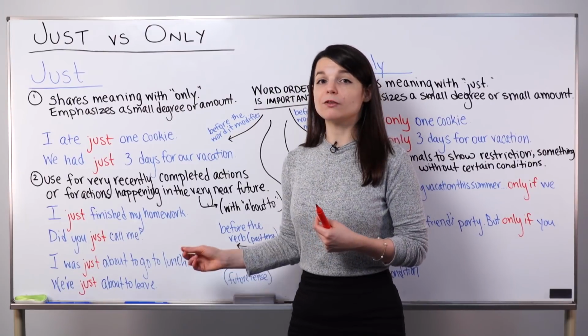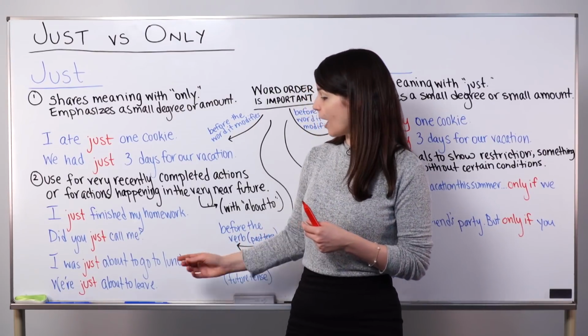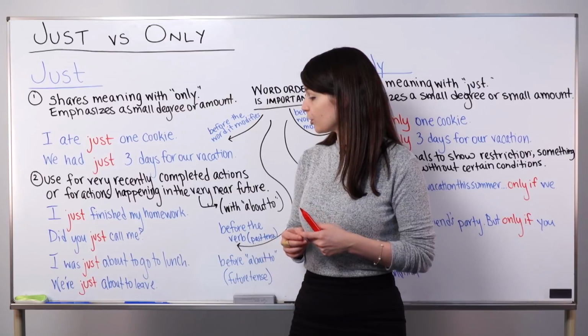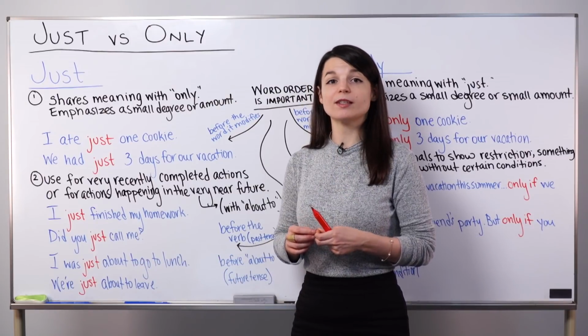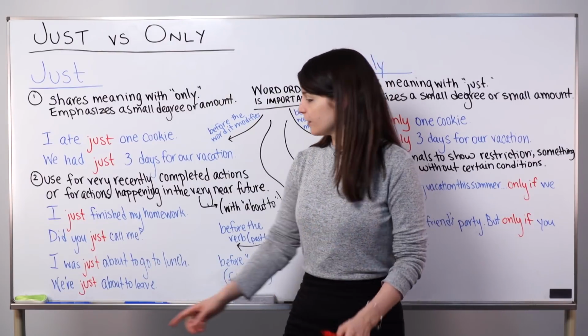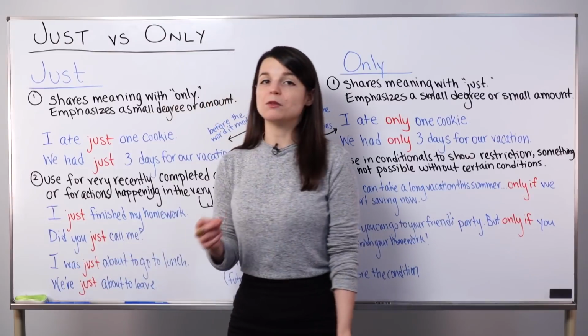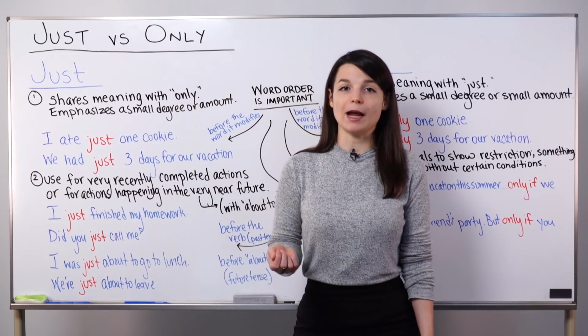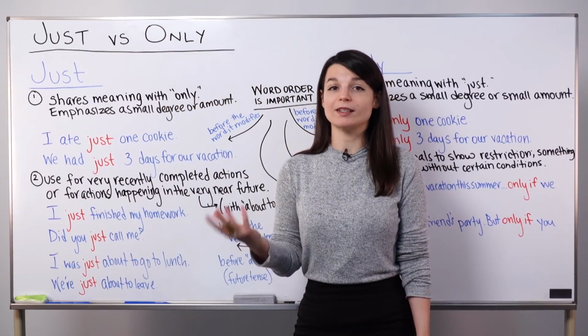Then these are near future situations. I was just about to go to lunch. So here you can use was. You may hear some speakers using I am. I'm just about to go to lunch. Do you want to come?